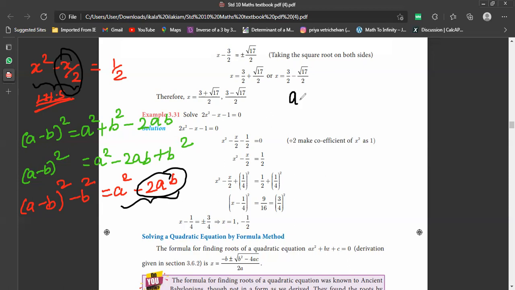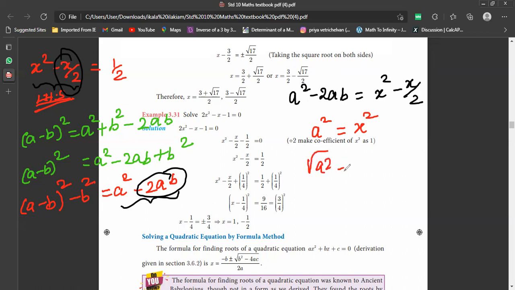So I'm going to assume a square minus 2ab as x square minus x upon 2. Already told you, a square and x square have a similar structure. So a square is equal to x square. From this, if I take square root on both sides, I'll have the value of x is a. Is it clear? Yeah.